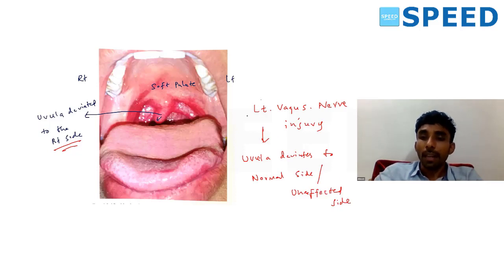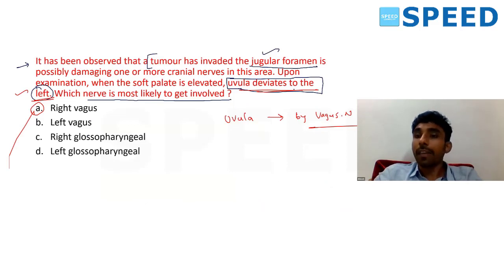Obviously, left vagus nerve injury means the normal side is the right side. So the uvula deviates to the right side, as you are seeing here. So in this question, they have given uvula deviates to the left side, so the nerve injured is the right vagus nerve.